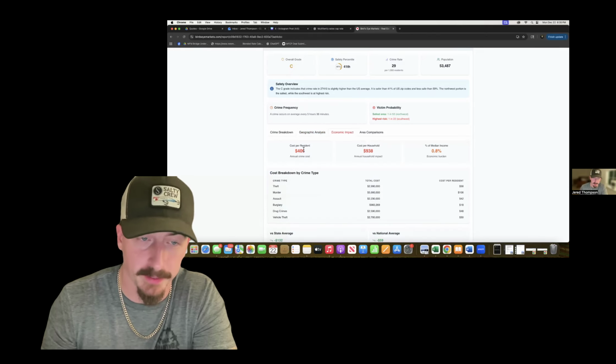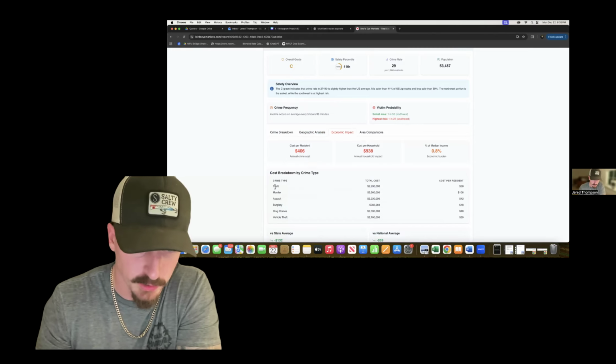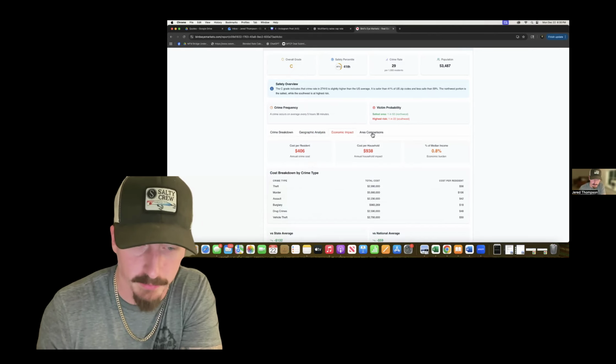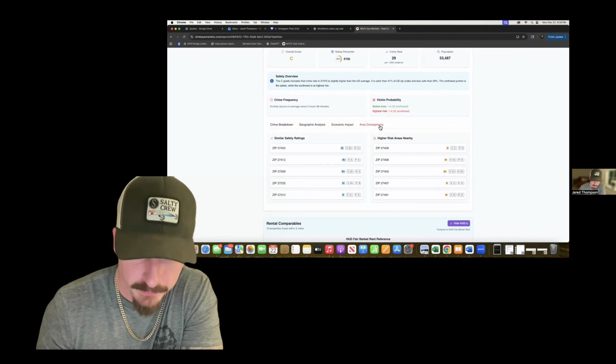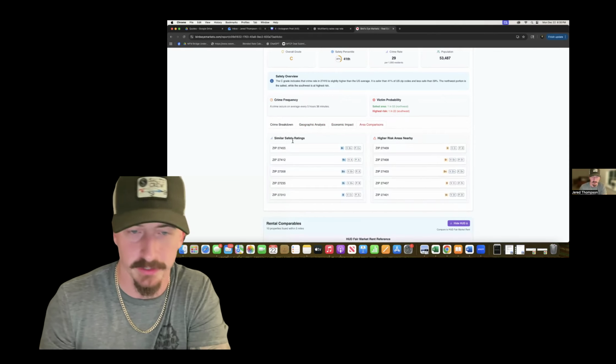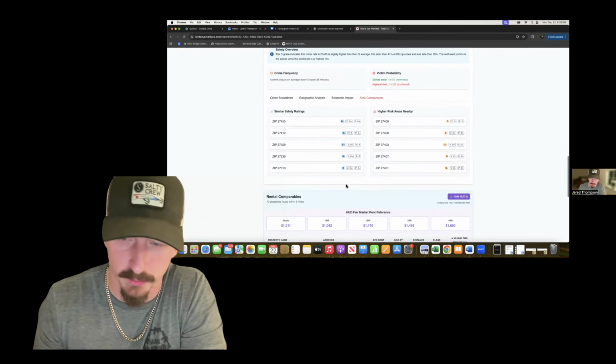It gives you the economic impact. So cost per resident for each crime. It gives you a total cost associated with each crime down here, which is kind of crazy. I've never seen that before, but very cool. And similar to the geographic analysis, the area comparisons just compares different zip codes in the city to the zip code that you're looking at. So that's cool.